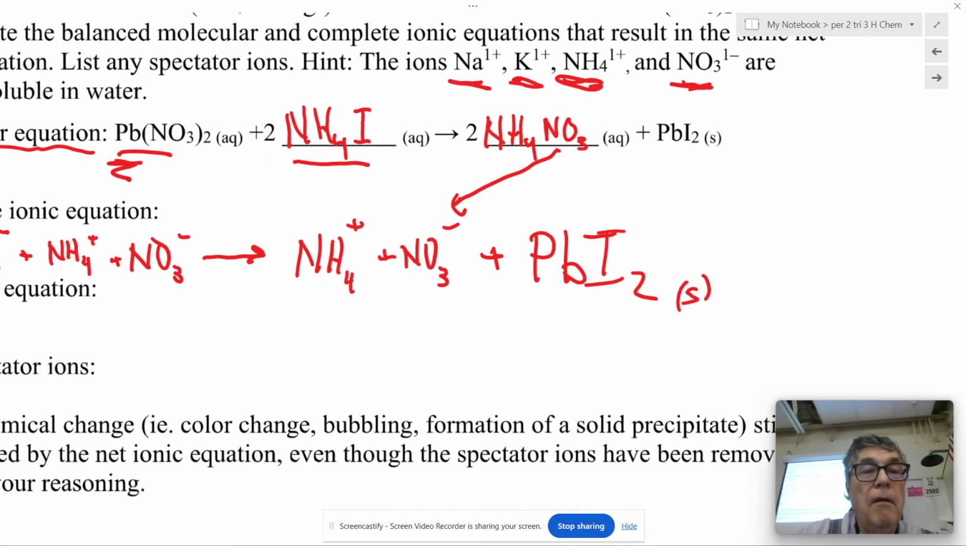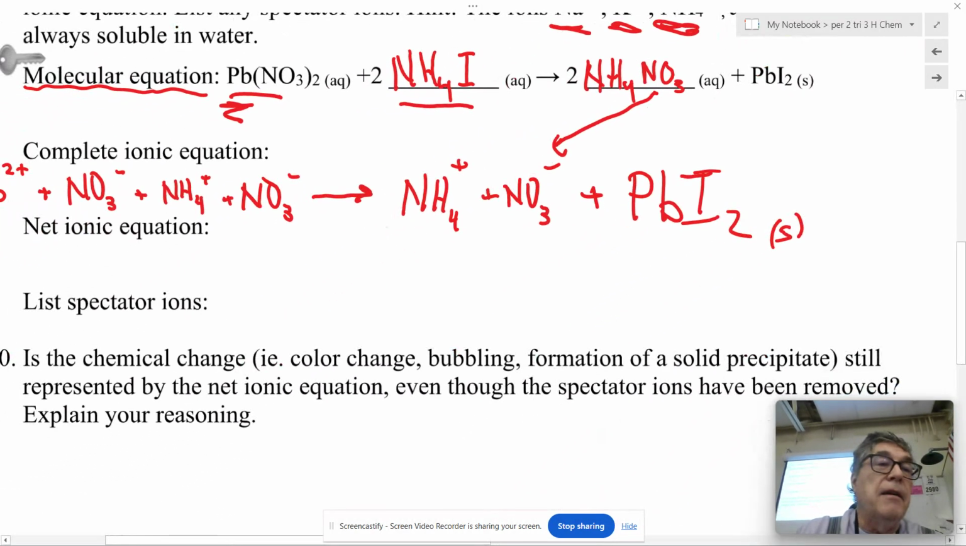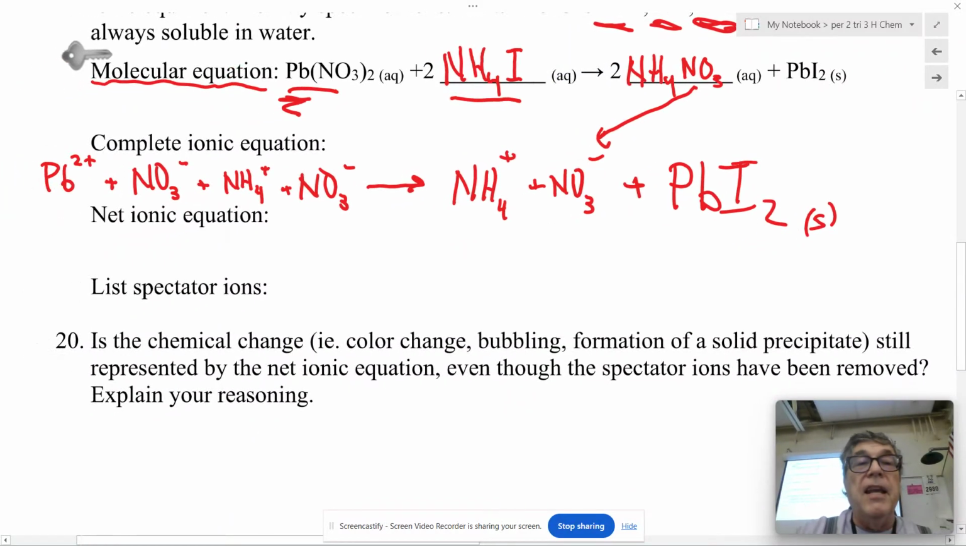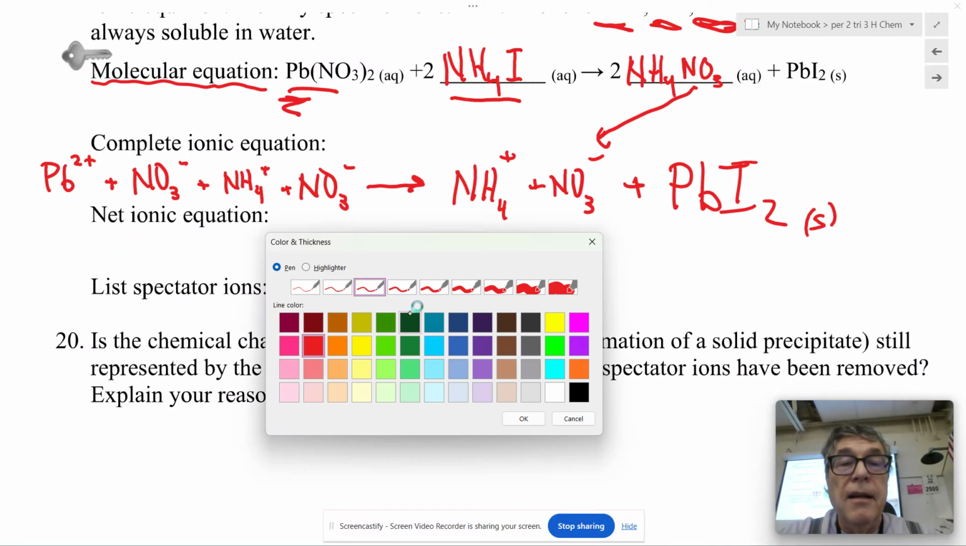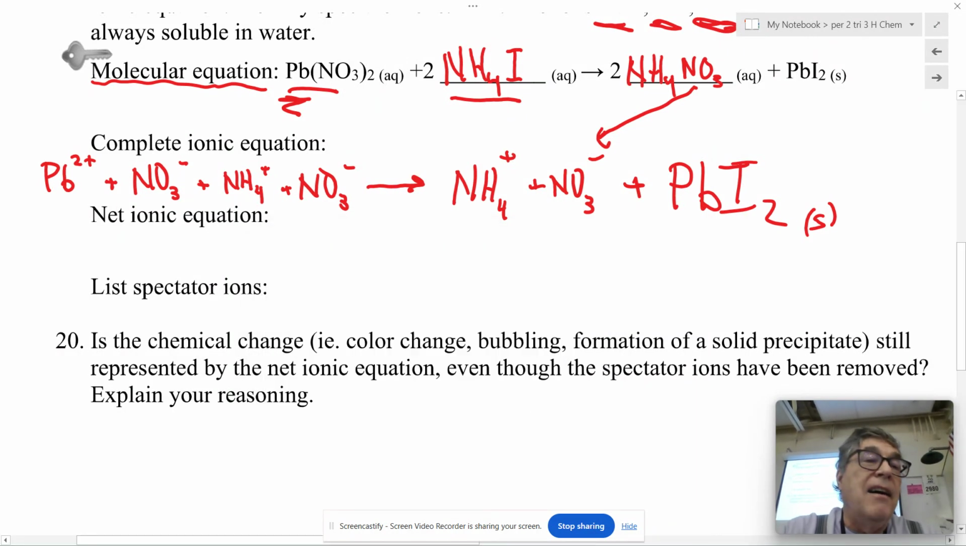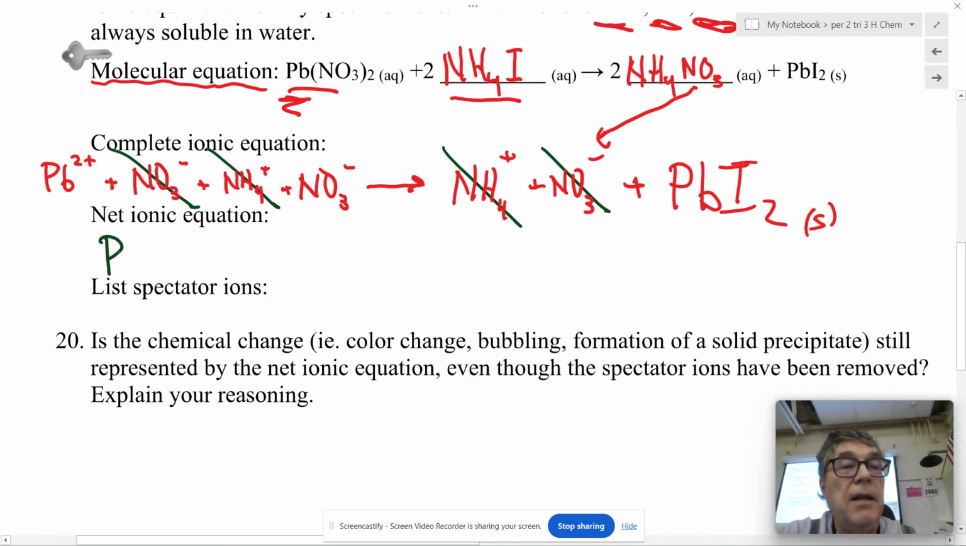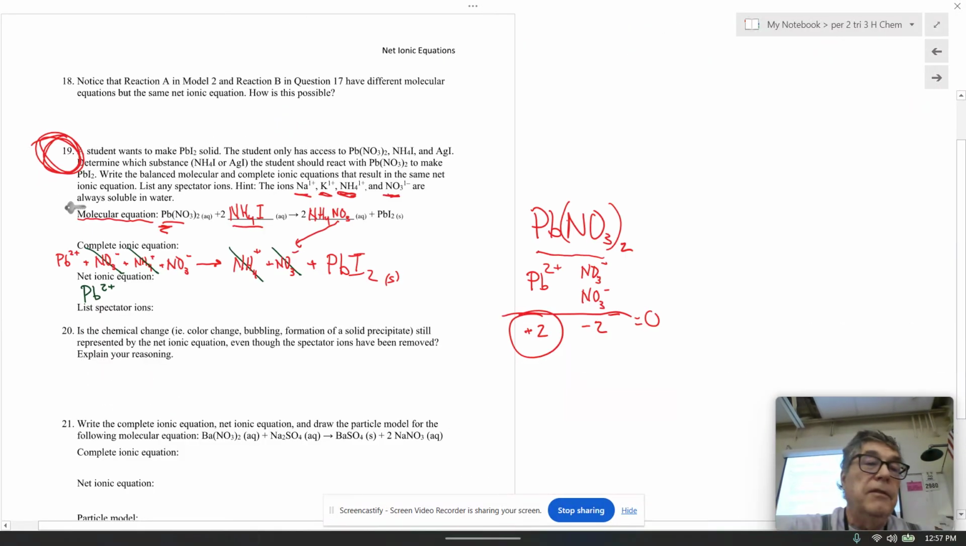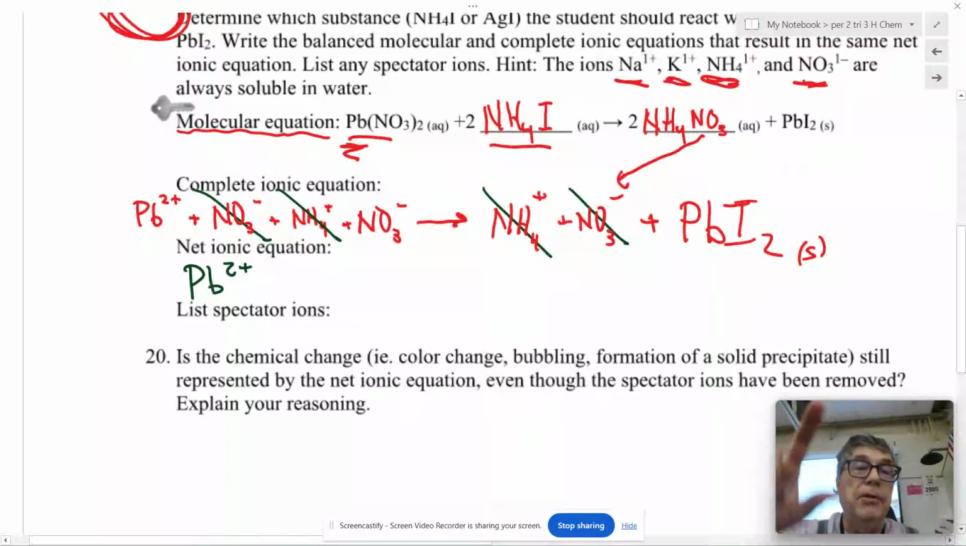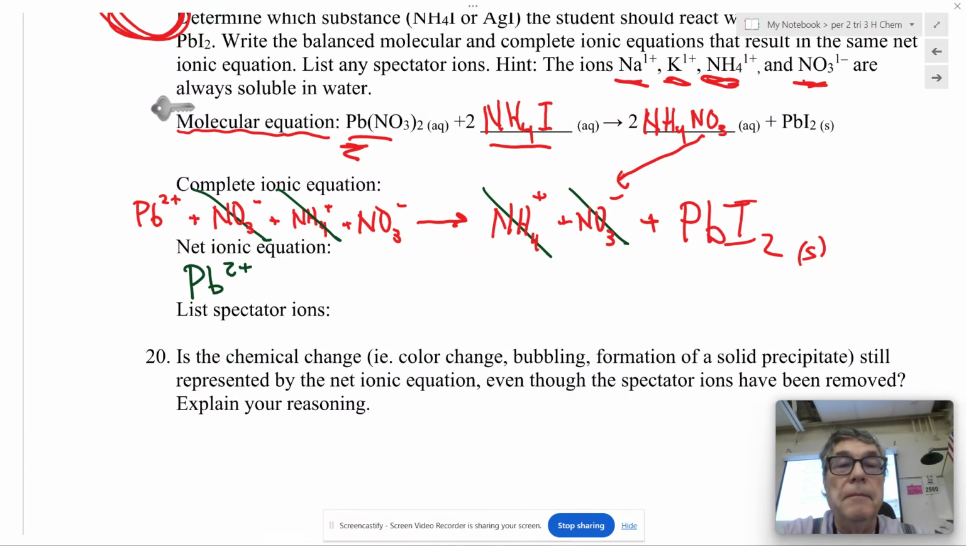So that is the complete ionic equation. So the next thing you have to do is go through and make the net ionic equation. And the way you're going to do that is cancel the things that are the same on both sides of the equation and just write what is left. Pb2 plus, Pb2 plus, oh, the NO3 canceled.